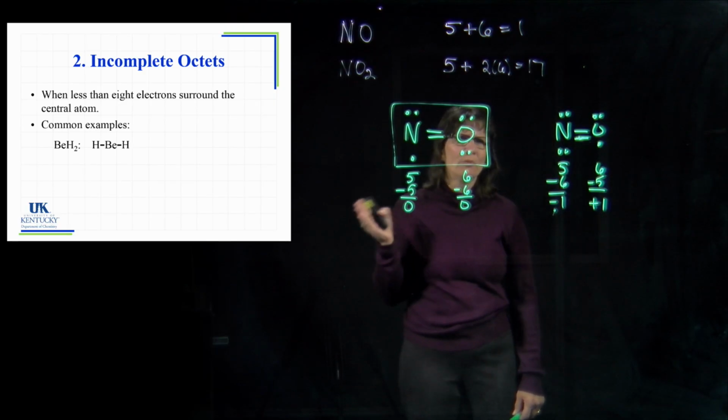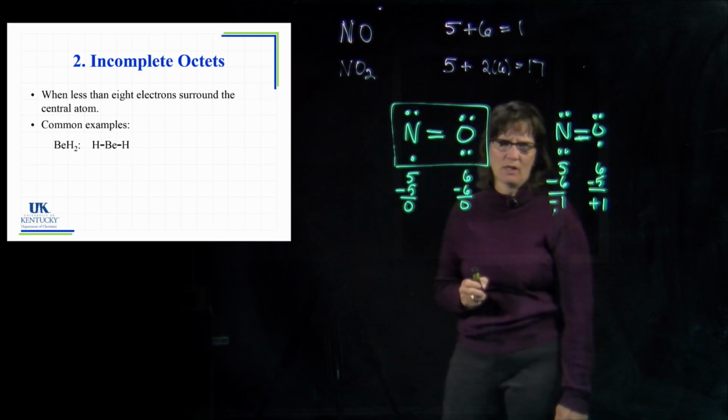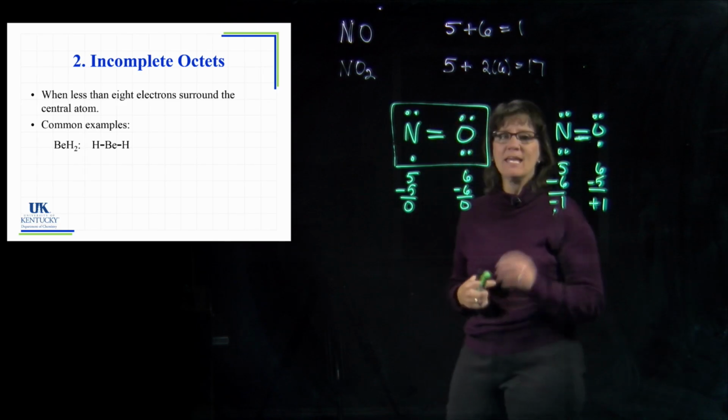While this is beryllium, and beryllium is a metal and hydrogen is a nonmetal, their electronegativities are not different enough to call this an ionic compound.